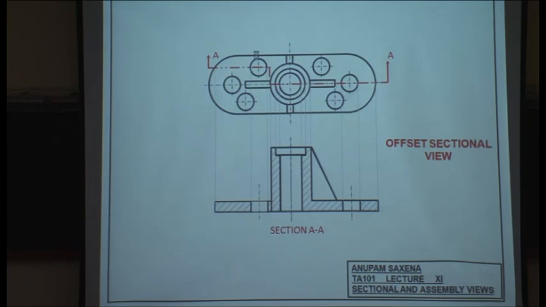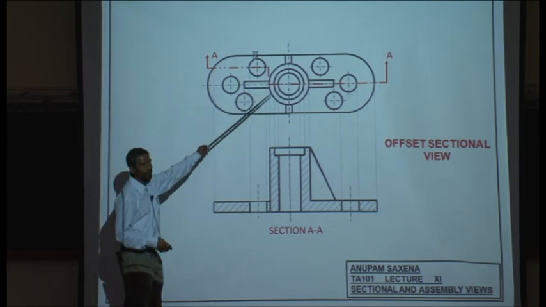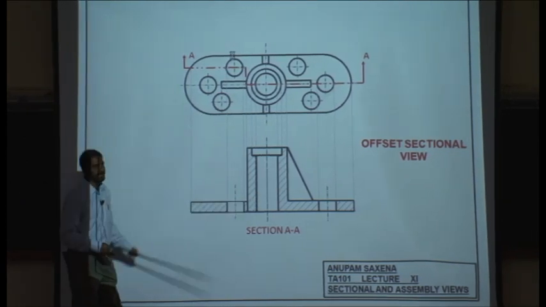Then you've got offset section, where you choose the section plane to pass through different features of the object in the top view, and correspondingly section the object in the front view.